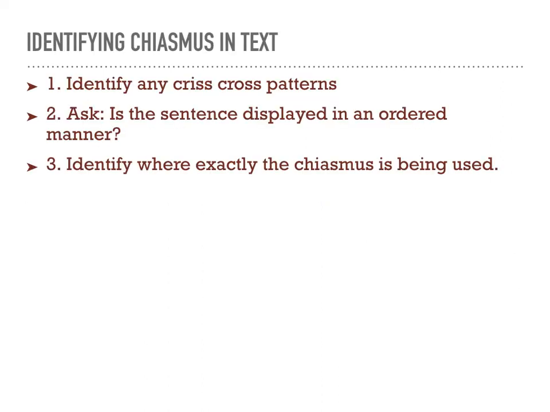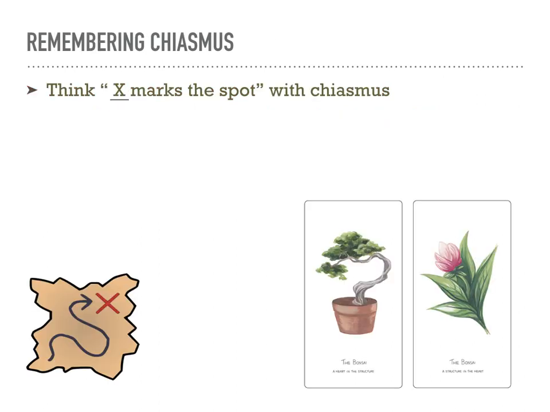So I guess my little trick to remember chiasmus is just to think X marks the spot with chiasmus. And the key word in this is X. Because if we go back to the X technique, that's one of the easiest ways to identify chiasmus. And X marks the spot's just a really simple and common phrase to remember. Hopefully this helped you get a better understanding of what chiasmus was, and now you can hopefully implement it into your writing as well.